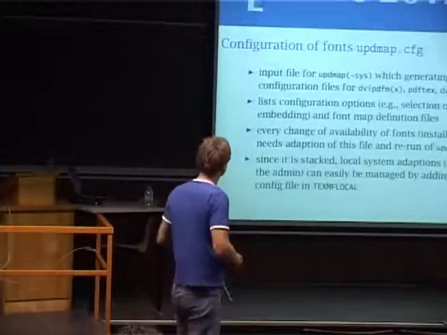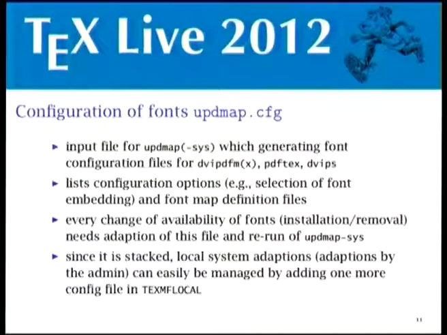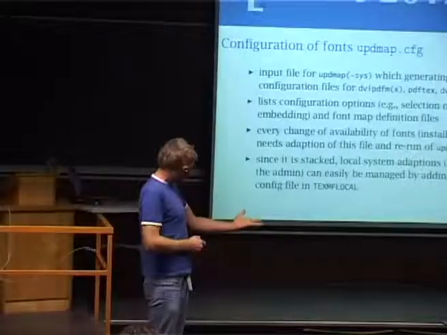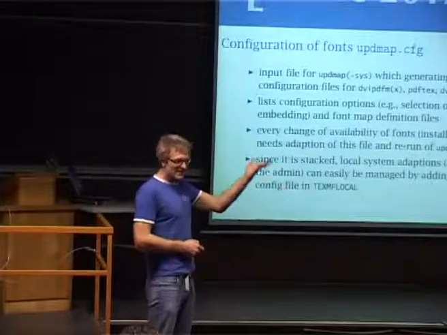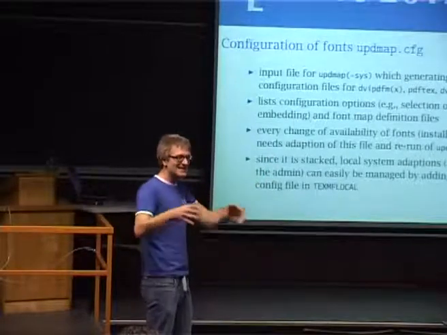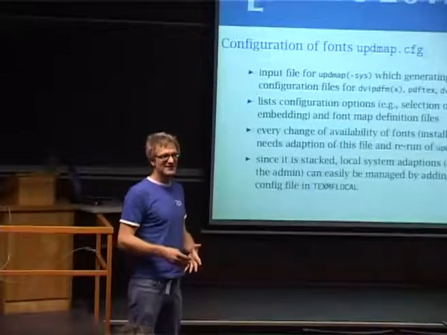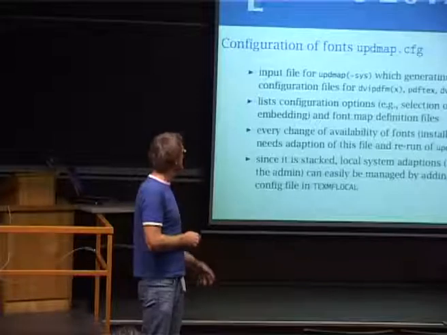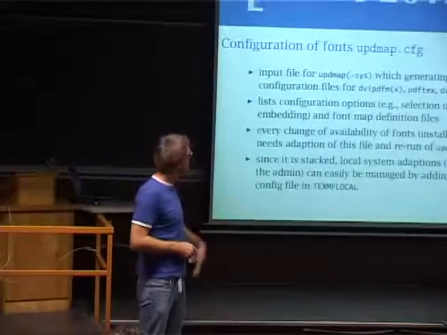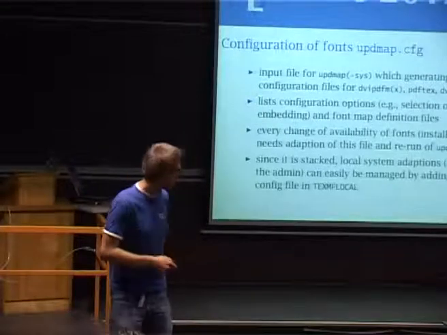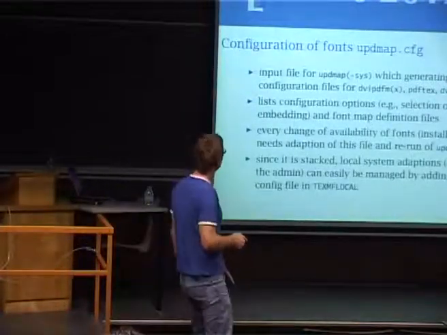Okay, that was the easy case. So what is the other thing? Update map, configuration map. So what is updmap? Updmap is a very strange piece. Actually, it's a meta processor for directives. It reads the config files. In the config files, there are references to map files. These map files contain font definitions, and updmap merges them all together and generates proper configuration files for DVIPDFM, pdfTeX, dvips, and some other programs, because the formats slightly differ here.